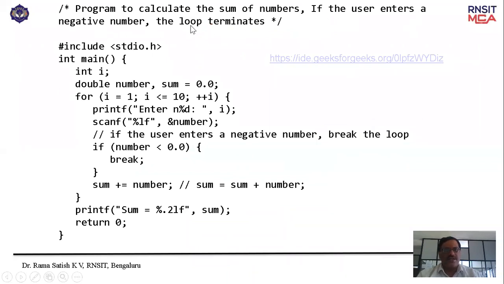If the number that you enter is a negative number, then the loop should terminate. You are trying to read a number. You can see scanf with lf, that is long float, a double number. If you encounter a negative number, then you break. Otherwise, whatever number you input will be added to sum, and finally, once the loop is done, you will terminate.